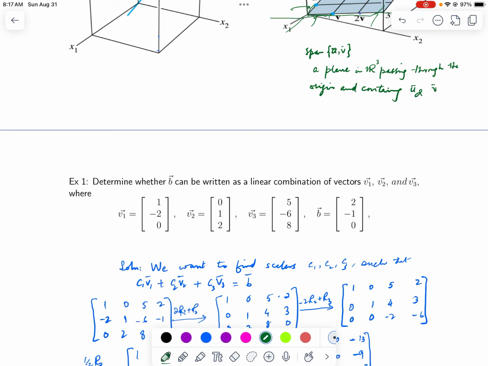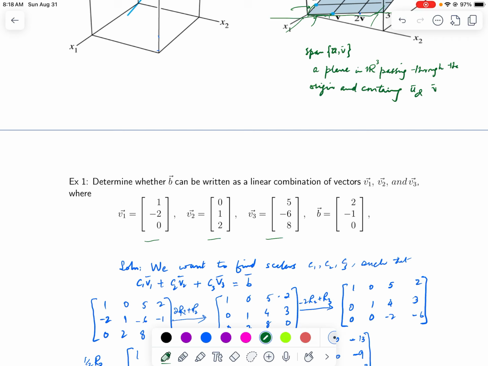So now we look at some examples. The first one is saying determine whether b can be written as a linear combination of vectors v1, v2 and v3, where v1 is this vector, v2 is this vector, v3 is this. This is actually the example we saw before, but at that moment I did not solve it. I just showed you that the linear combination gives us the vector equation, and solving the vector equation is the same as solving the system of equations. So that's what we are going to do now.